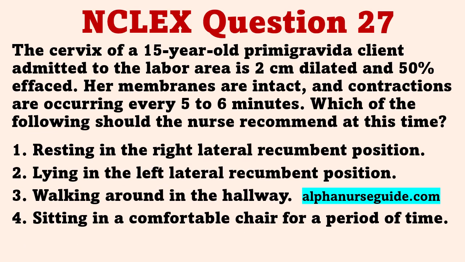The cervix of a 15-year-old primigravida client admitted to the labor area is 2 centimeters dilated and 50% effaced. Her membranes are intact, and contractions are occurring every 5 to 6 minutes. Which of the following should the nurse recommend at this time? 1. Resting in the right lateral recumbent position. 2. Lying in the left lateral recumbent position. 3. Walking around in the hallway. 4. Sitting in a comfortable chair for a period of time.